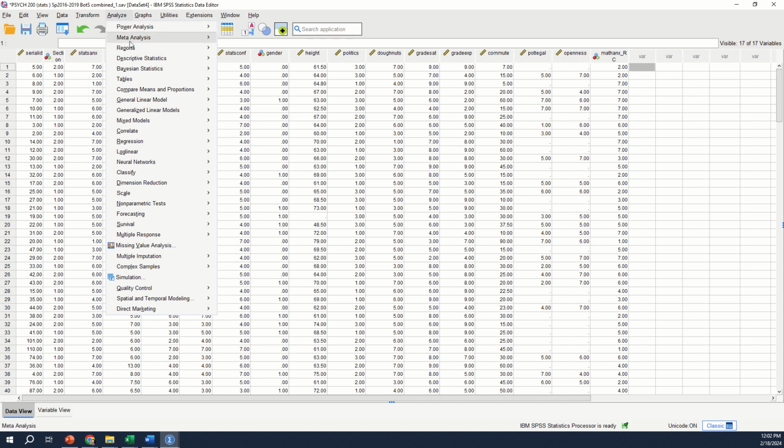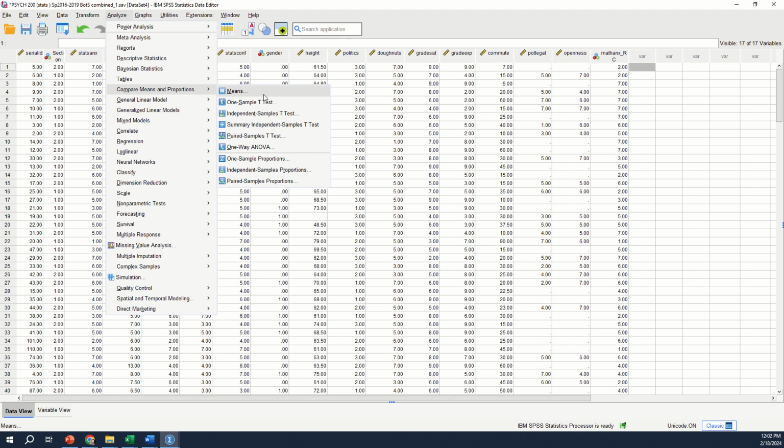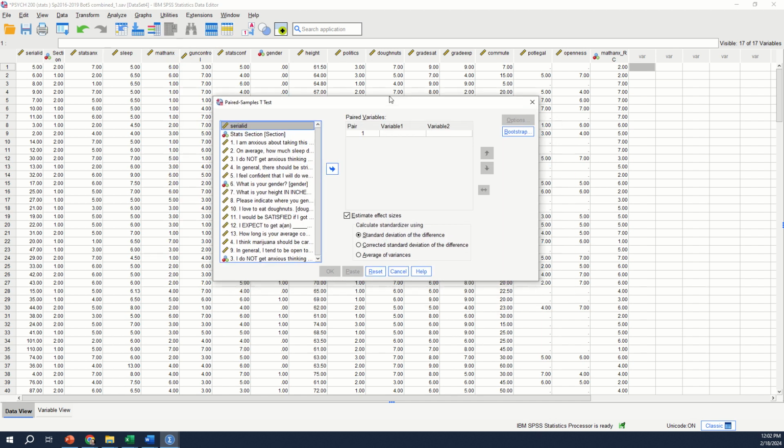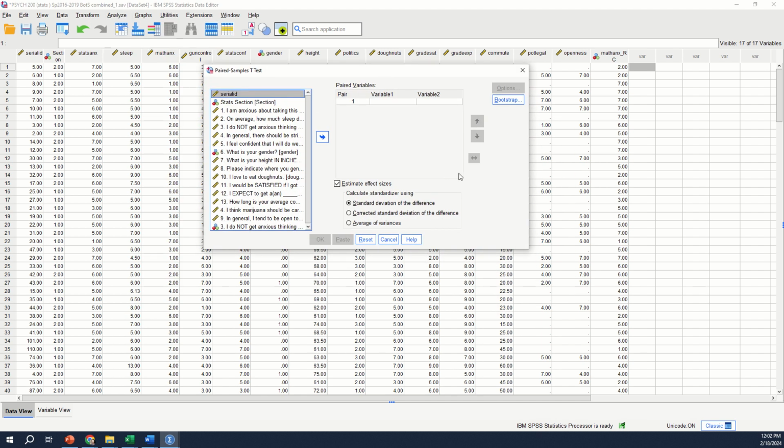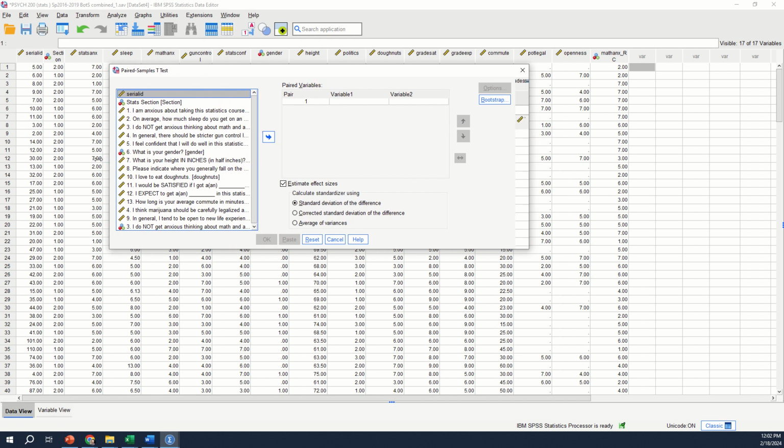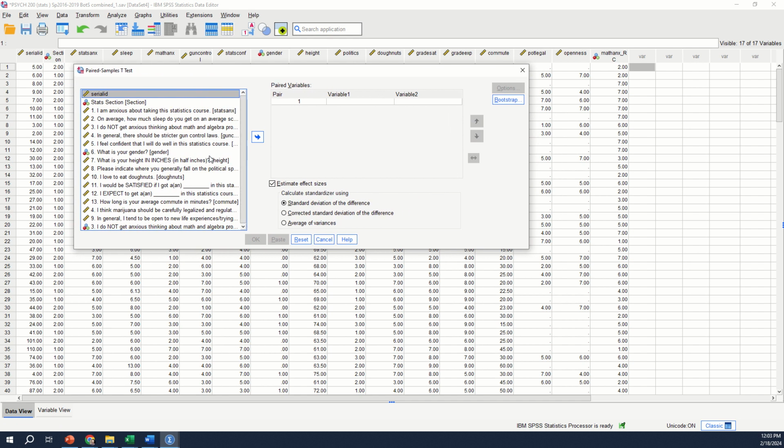Just like for the single sample t-test, we go to Compare Means and Proportions, and here we see the paired sample t-test option, so we'll select that, and then we'll get a prompt. We want to select the two outcomes that we are comparing, because we have one sample with two different outcomes. So we're comparing anxiety about stats and anxiety about math. Select the two outcomes that you're comparing and bring those over.